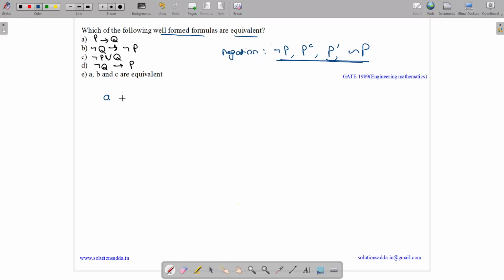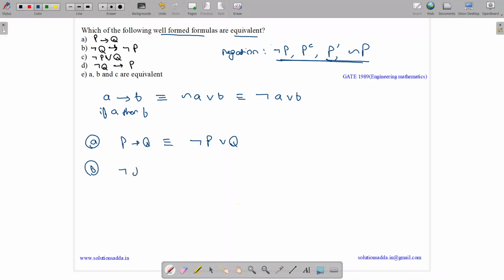These are standard formulas for A implies B. A implies B means if A, then B. So it is equivalent to negation of A or B. Now let us see option A. P implies Q can be written as negation of P or Q. Now let us see option B. Option B says negation of Q implies negation of P. Just expanding this formula, it can be written as negation of negation of Q, or negation of P.